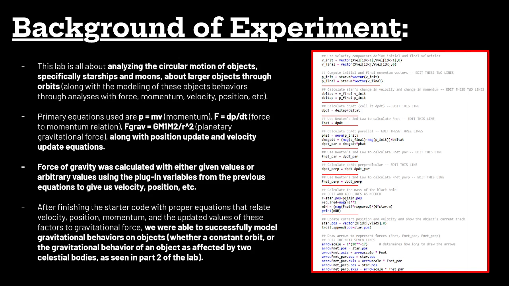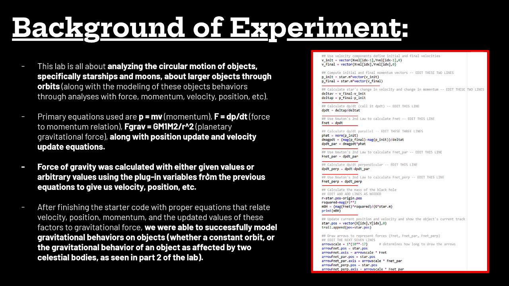The background of the experiment. This lab, like I said, is all about analyzing the circular motion of objects. And the primary equations we used are P equals mv. Sorry, I thought I mentioned it before. These are the equations we use: P equals mv, momentum; F is dp over dt, which is the force to momentum relation; F gravity is G m1 m2 over r squared; and then along with velocity and position update formulas.